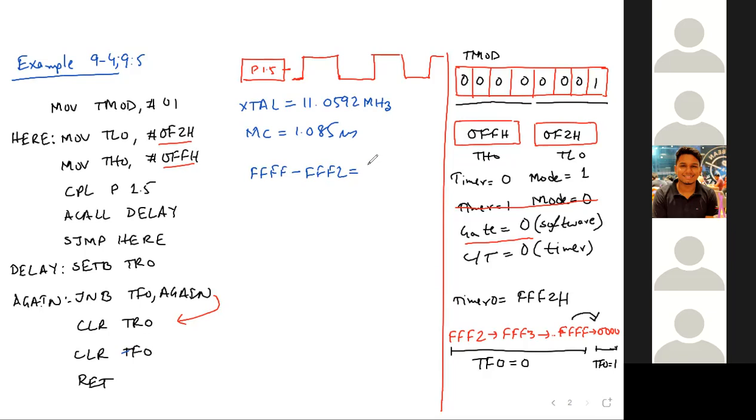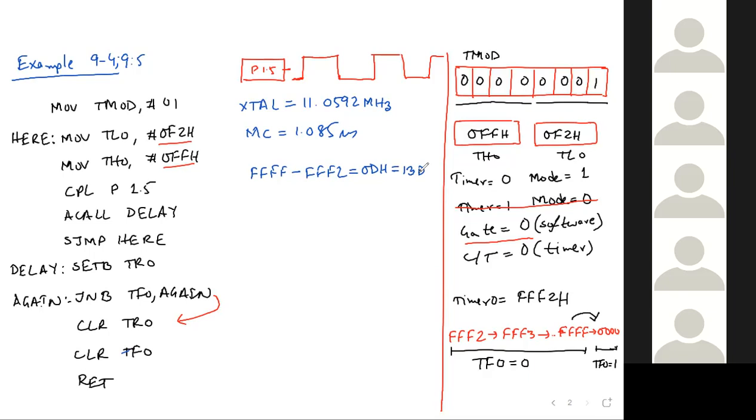What is the result? Tell me. 0DH. If you convert it to decimal, how much do you get? 13. All right. So if I say that because of loading these numbers, we had a total of 13 machine cycles, am I correct or not? Is it correct information?